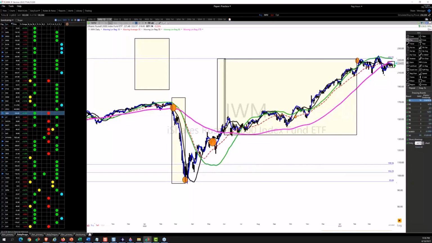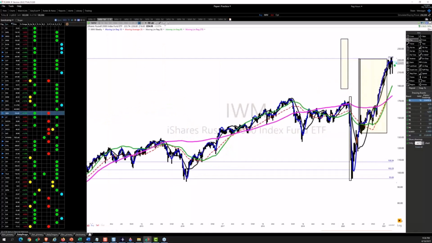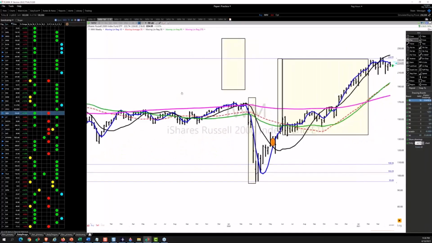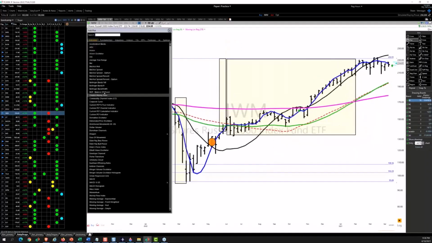And now when you put this on a weekly chart and you go back and add the dragon, you're going to realize that the southern skin of the dragon on the weekly is amazing.